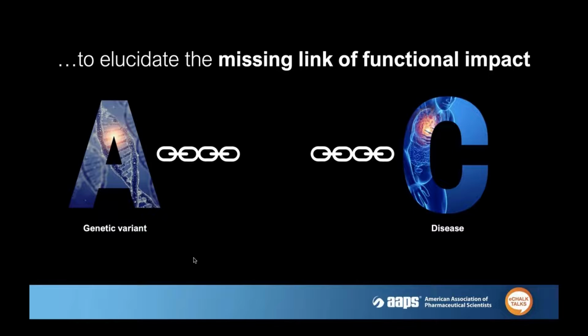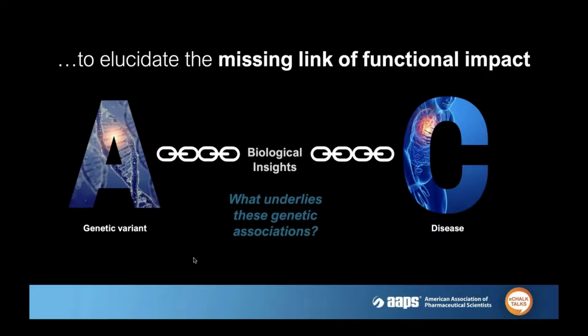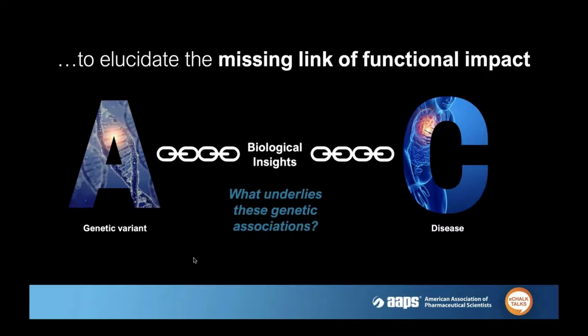But there's this missing component in the middle here that really allows us to take this information and use it for drug development. And this is biological insight. This is the basic mechanistic understanding that allows us to link genetic variants to human disease.